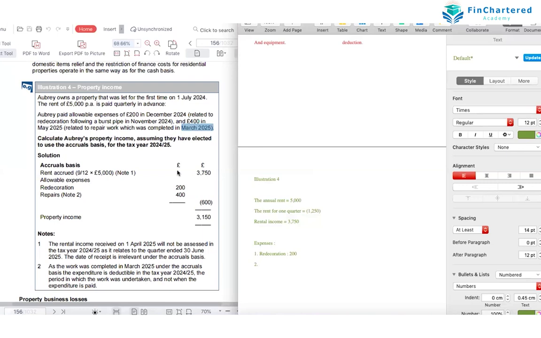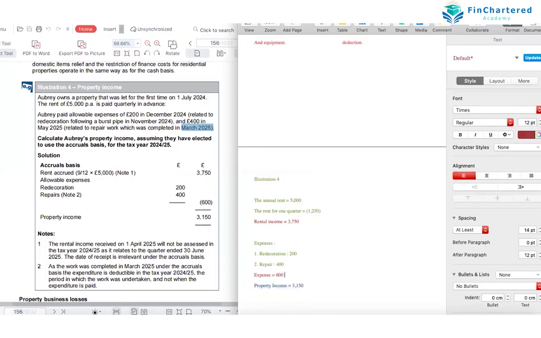So therefore, here this 400 is for what? It's for repair. Will be deducted. Therefore, you have rental income of 3,750. You have expense of 600. Therefore, as per the accruals basis, 3,750 minus 600, your property income is 3,150.